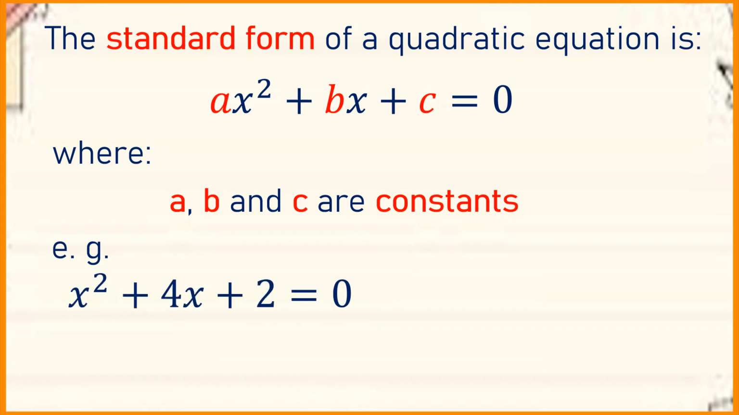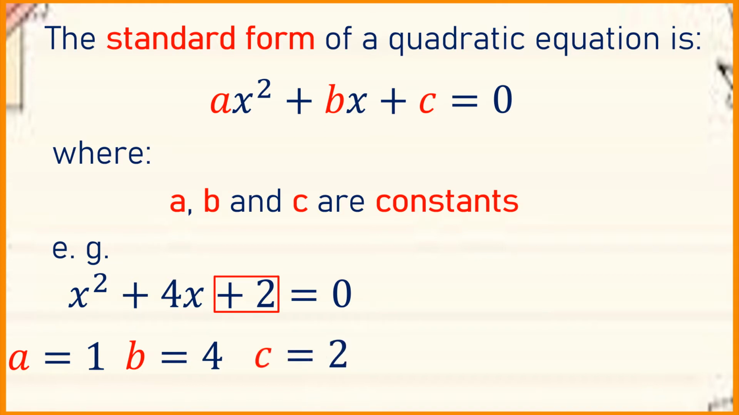For example, if we have x squared plus 4x plus 2 is equal to 0, any variable without any numerical coefficient means that the numerical coefficient is equal to 1. So a is equal to 1. And since the numerical coefficient of x is plus 4, b is equal to positive 4. And the constant term, which is 2, so c is equal to 2.